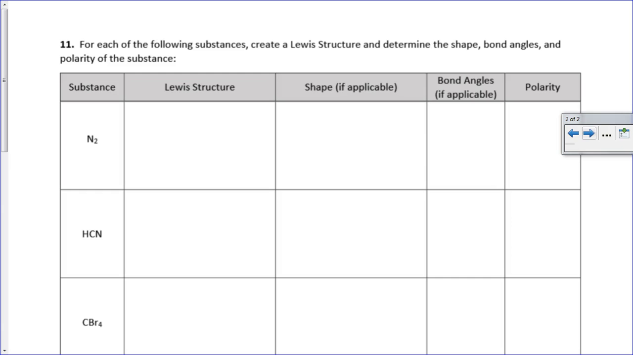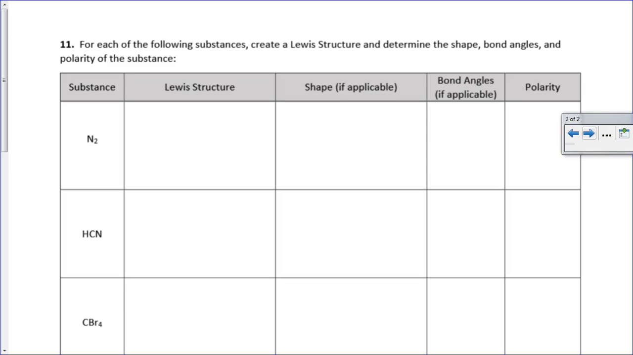All right, the back section here requires us to make some more Lewis structures. I'm not going to make the Lewis structures here. I'll just show you what they look like in the end. If you would like extra practice on that, I recommend you go back and watch the individual videos about making Lewis structures. There's one for covalent substances, there's one for ionics, and there's one for polyatomics.